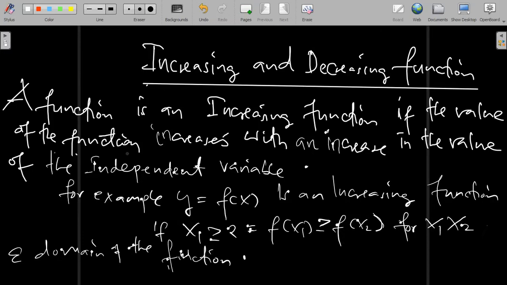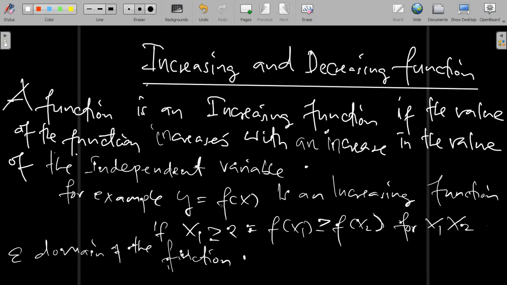A function is an increasing function if the value of the function increases with an increase in the value of the independent variable. For example, y equals f(x). This is an increasing function if x1 is greater than or equal to x2, then f(x1) is greater than or equal to f(x2), for x1 and x2 in the domain of the function.